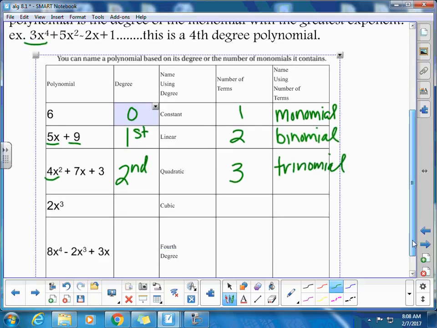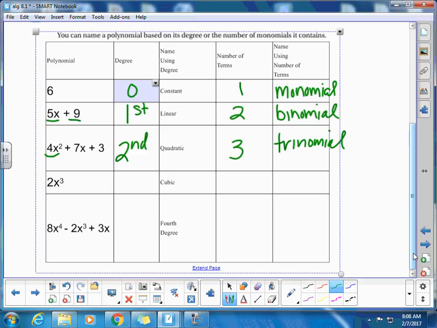2x to the third. This is a third degree because it has x to the third. It's cubic. If it's to the third, it's cubic. And how many terms in this case? It's just the one term. So again, it's just a monomial.